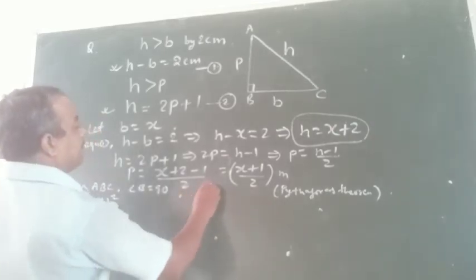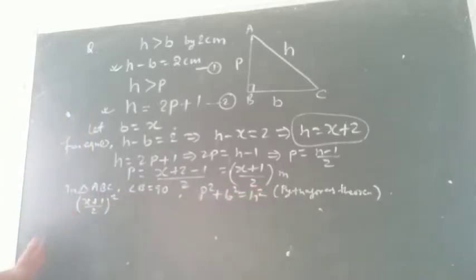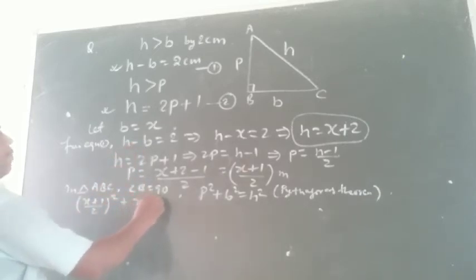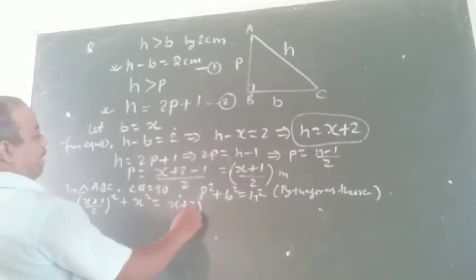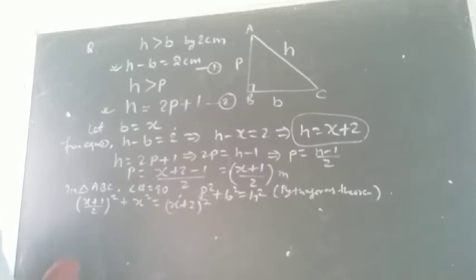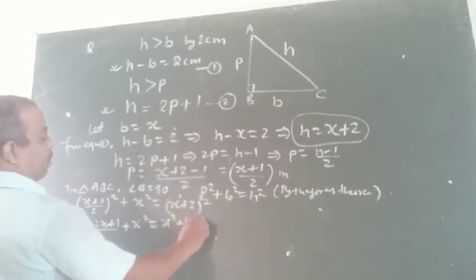P square plus B square equals hypotenuse square. Here P is (x plus 1) by 2, B is x, and the hypotenuse is x plus 2. Now we have to solve this. So (x square plus 2x plus 1) divided by 4, plus x square, equals x square plus 4x plus 4.